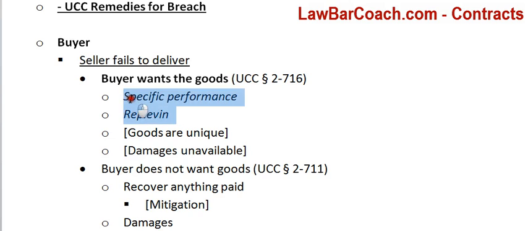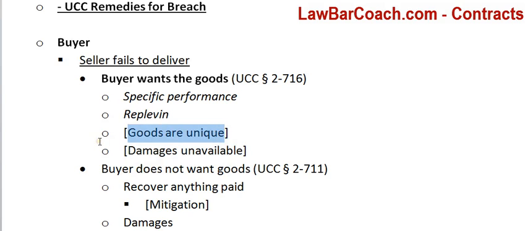You won't always get specific performance, and replevin is another sort of term involved in that. It's using an equitable principle to take possession of an item. You won't always get it. It's not automatic. Your best arguments are if, say, the goods are unique or damages are unavailable or inadequate.